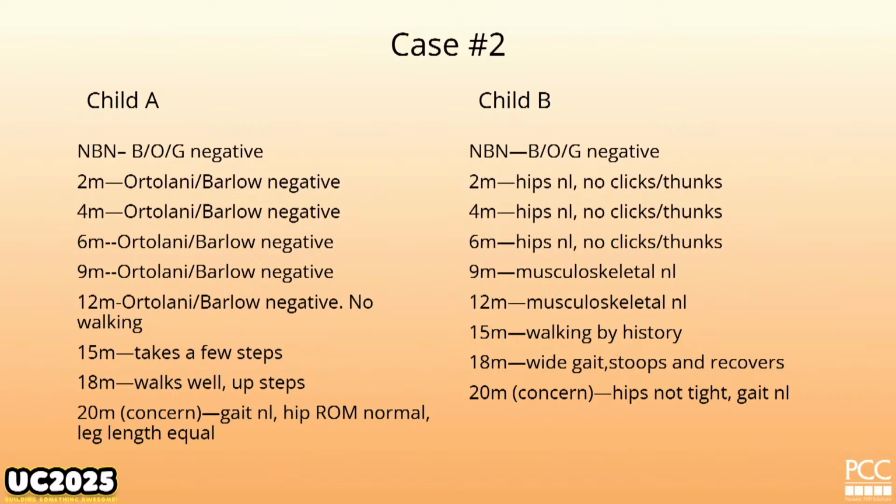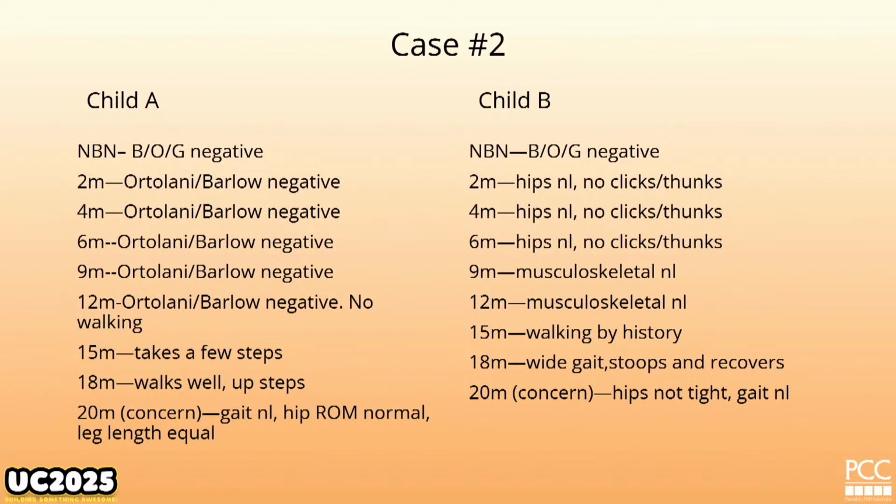So the first child had the normal newborn exam, and at the 2, 4, 6, 9, and 12 months, documentation of negative Ortolani and Barlow examinations. The child was not walking at 12 months, was taking a few steps by 15 months, and by 18 months was walking well and climbing steps. And at 20 months, when the parents expressed their concern, the gait was described as normal, normal hip range of motion, and equal leg lengths.